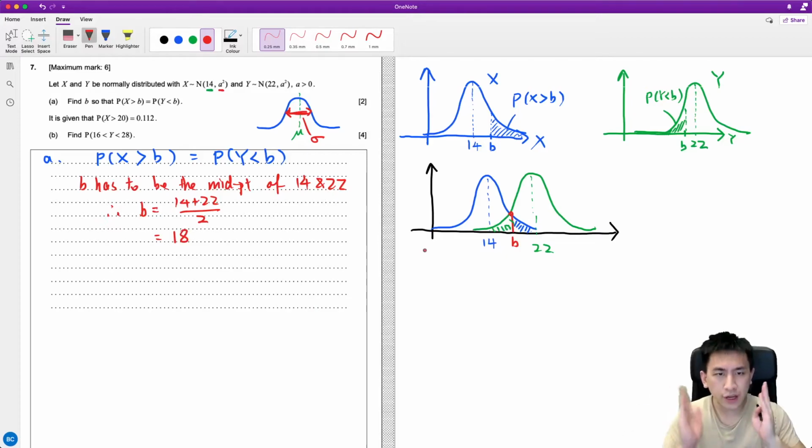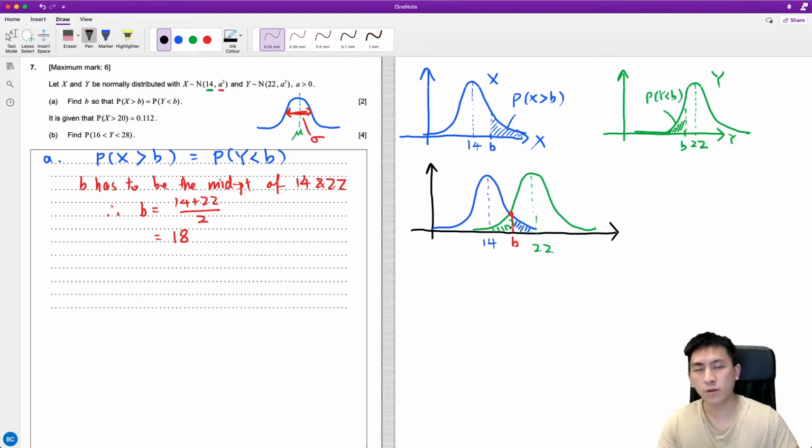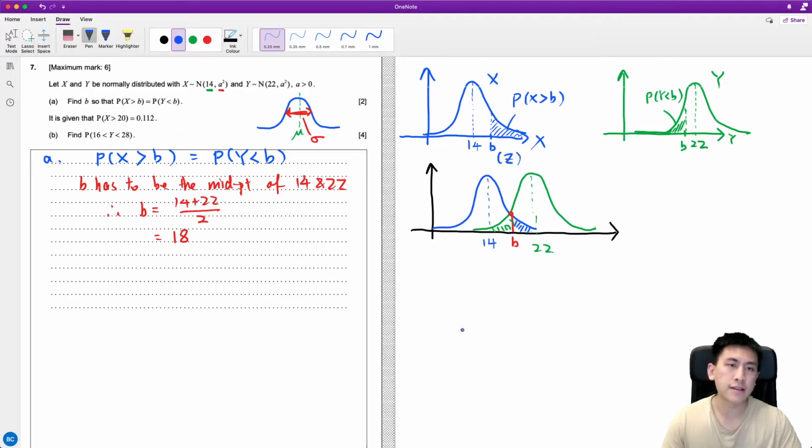But of course, if you cannot spot this, if you cannot draw a graph, what else could you have done? You can go from a purely mathematical argument, meaning you do not draw anything. You simply notice that, look, if that blue region and the green region have to be the same, that means if I turn it into a z-score, right? Now imagine if I turn it into a z-score, and that would be z. Let's say that's z, right?